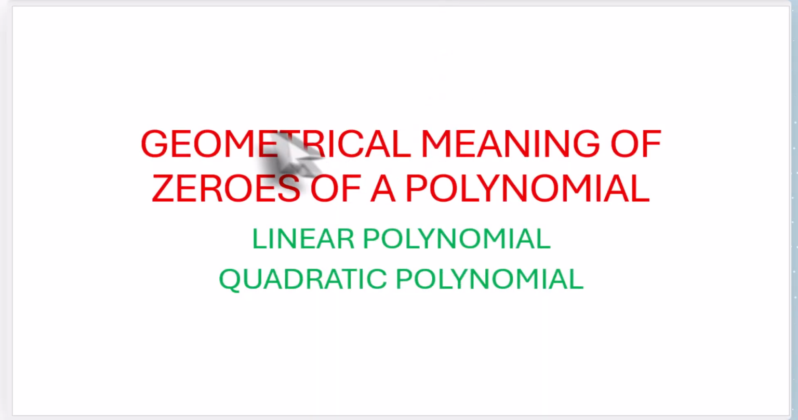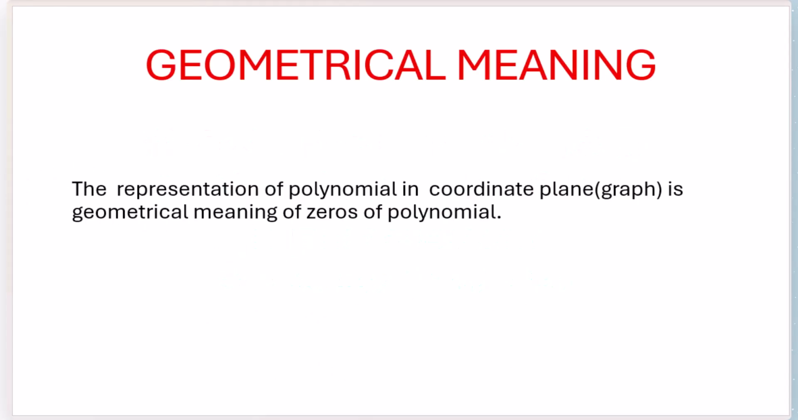In this video, I am going to discuss the geometrical meaning of zeros of a polynomial. This video covers a linear polynomial and a quadratic polynomial. Geometrical meaning means the representation of the polynomial in the coordinate plane graph, which is the geometrical meaning of zeros of a polynomial.